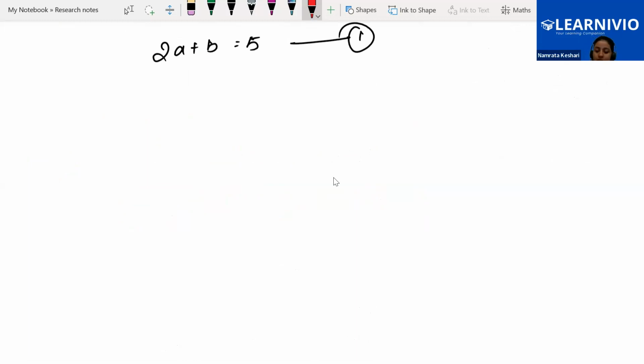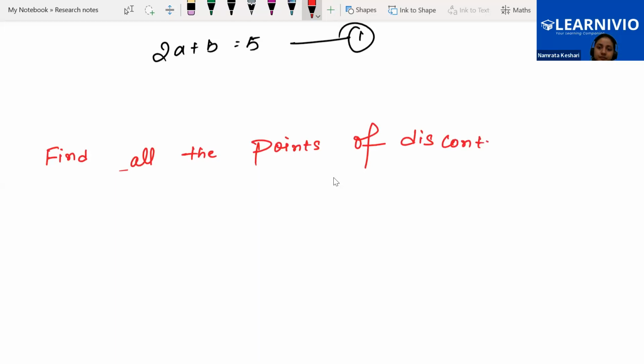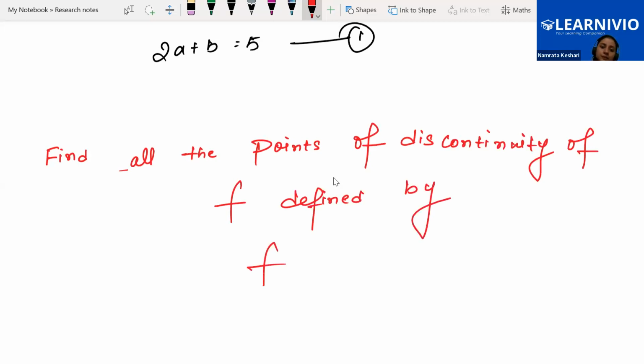Now we'll be doing this question. Find all the points of discontinuity of f defined by f of x equals mod x minus mod of x plus 2.